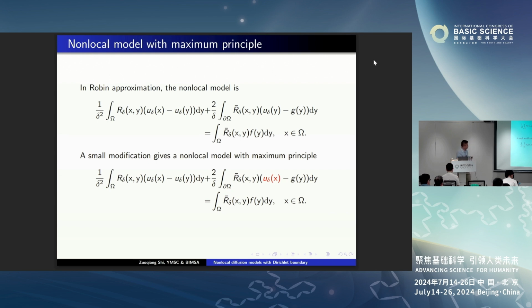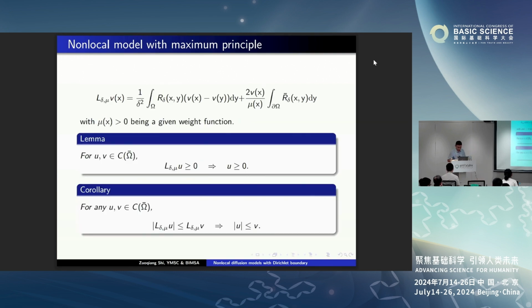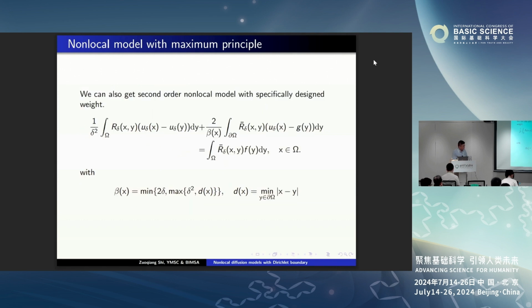The idea is that we modify this parameter, this delta, a little bit. Here, delta is a constant over the whole domain. Then we can replace this constant by a function of x. We just replace that constant by this function. Here, d is just the distance of x to the boundary.